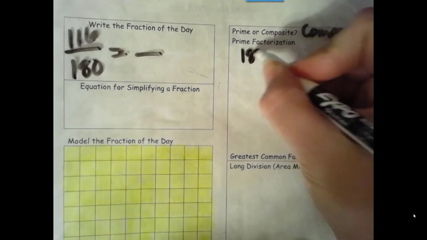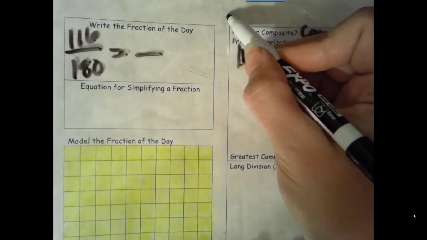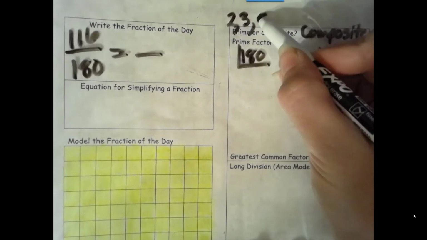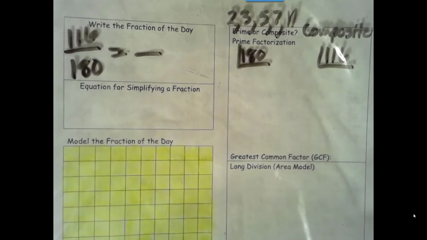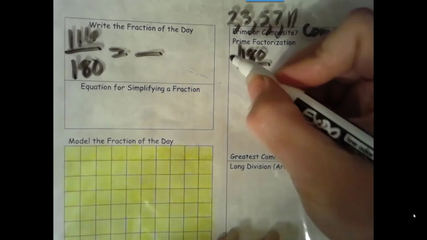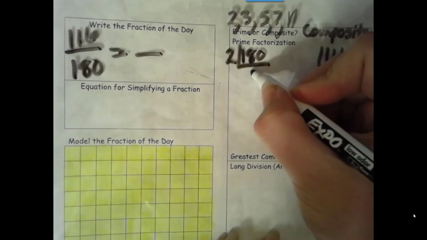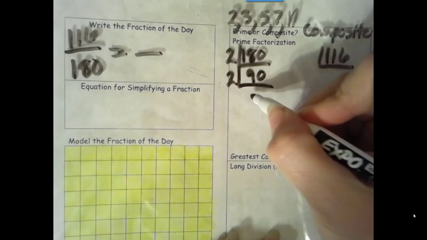And that means we have to do our prime factorization for both our denominator and our numerator. And just as a reminder, our prime factors we mainly use are 2, 3, 5, 7, 11. There are more, but those are the ones we use the most. Okay, half of 180 is 90. Half of 90 is 45.